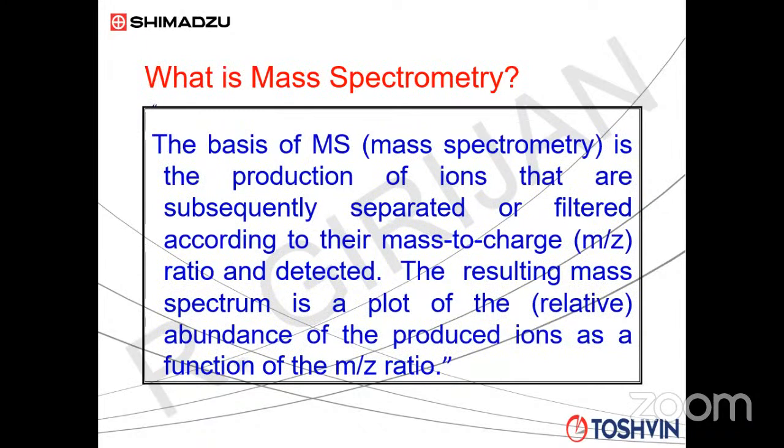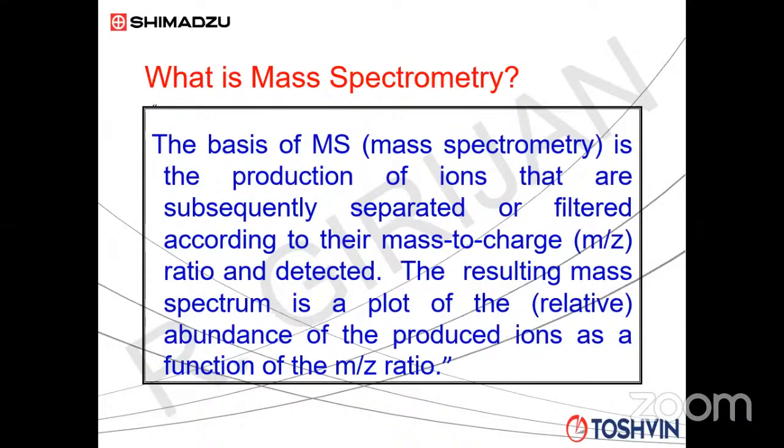What is the simple definition of mass spectrometry? I know all of you must be knowing. Yes, we are trying to refresh it. The basis of MS, that is mass spectrometry, is the production of ions that are subsequently separated or filtered according to their M/Z ratio, that is mass to charge ratio, and then detected. The resulting mass spectrum is a plot of the relative abundance of the produced ion as a function of the M/Z ratio.